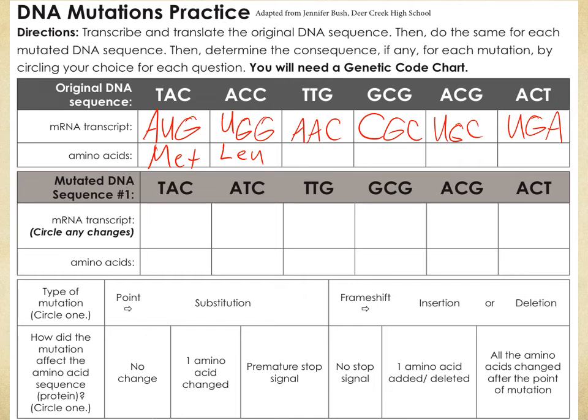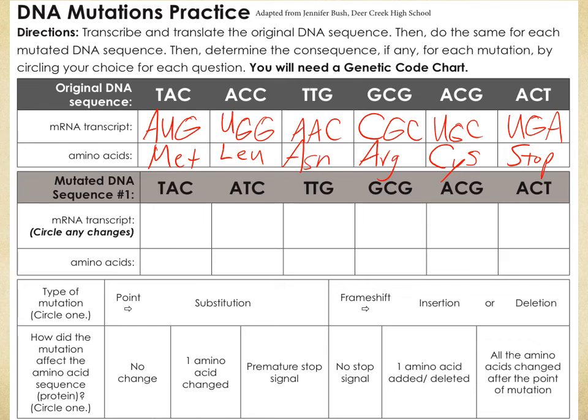AAC is going to produce ASN. I believe that's asparagine. CGC, where's CGC? CGC is going to give arginine, ARG. UGC would make, where's UGC? Cysteine, CYS. And UGA is the stop codon. So that tells us we're done, and that's going to then release that protein into the cytoplasm. That's what should normally happen.